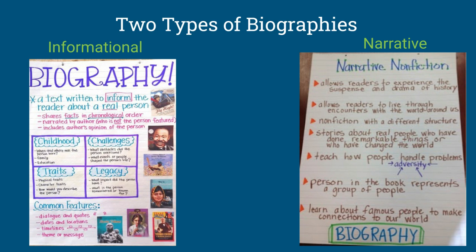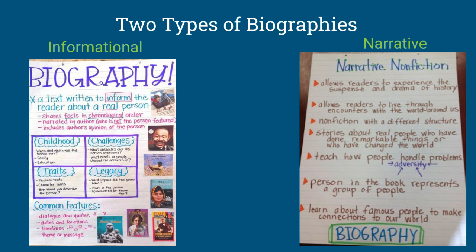Then there's narrative. It's more of a story. It allows readers to experience the suspense and drama of history. It allows readers to live through the encounters with the world around us and with the world around the person who the biography is about. All right. The person in the book usually represents a group of people. So Elizabeth Cady Stanton stood up for a lot of women who wanted the right to vote. It's a way to learn about famous people and make connections to our world.